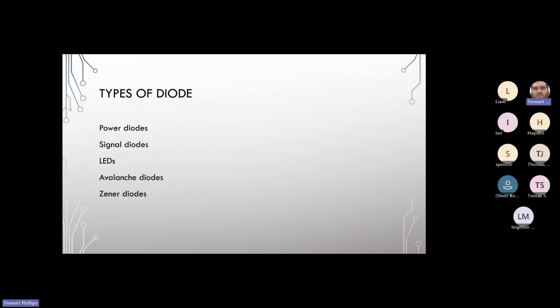Your Zener diodes are like an avalanche diode in that they're designed to conduct in reverse above a certain voltage, but they're manufactured to maintain a very precise reverse breakdown voltage. By intentionally placing a Zener diode in reverse, it can be used to give a reference voltage, which could be used to drive a voltage regulator.